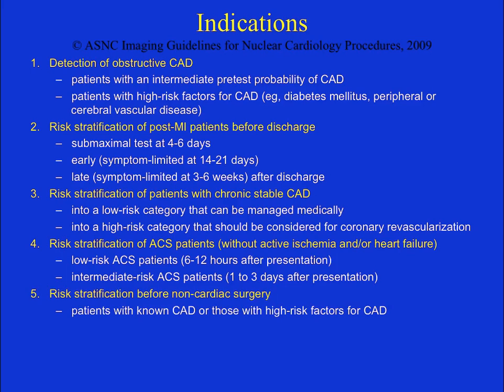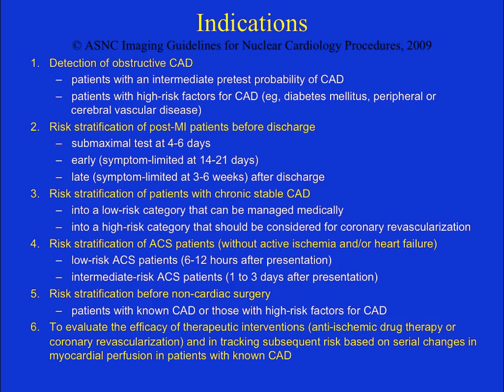Number 5, risk stratification before non-cardiac surgery in patients with non-coronary artery disease, or in those with high risk factors for coronary artery disease. Last but not the least, MPI is very useful in the follow-up of patients who have undergone treatment, such as PCI or CABG, and also to assess the therapeutic efficacy of interventions like medications or revascularization.